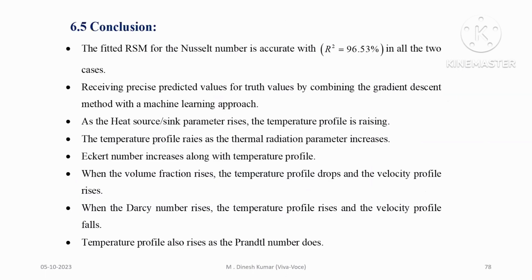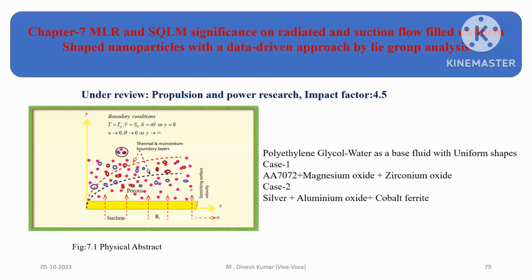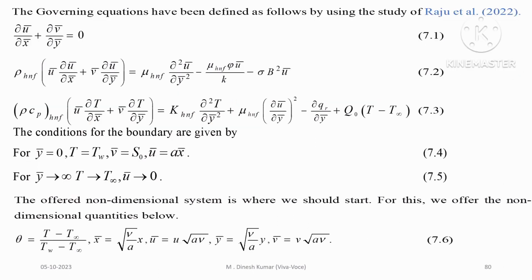Whatever I explained in the graphical way, I have written as a conclusion here. Compared to the previous chapter, the difference is that in the previous chapter I applied a non-uniform shape, and in this chapter I applied a uniform shape, and an extra effect, the suction effect, has been added, and multi-linear regression has been applied. You can observe here in 7.4 that S0, the suction effect, has been included. I explained all the terms previously.